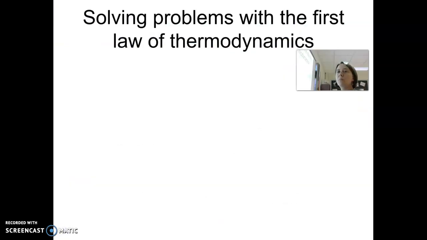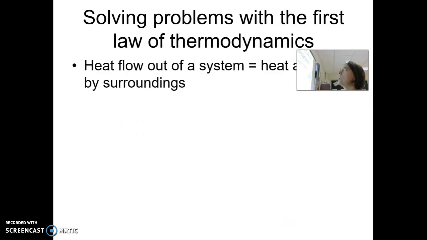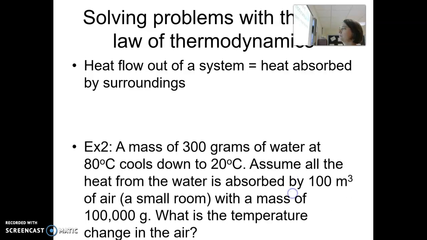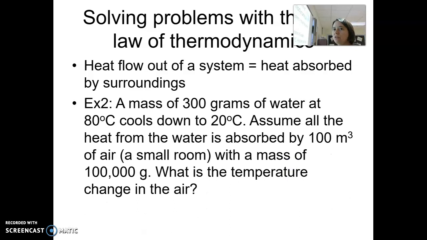Okay, now we're going to up our game with solving problems with the first law of thermodynamics. So what we need to know with that first law of thermodynamics is that energy is always conserved. So please write all this down. The heat flow out of a system is going to equal the heat flow by the surroundings. And let's just jump into it.